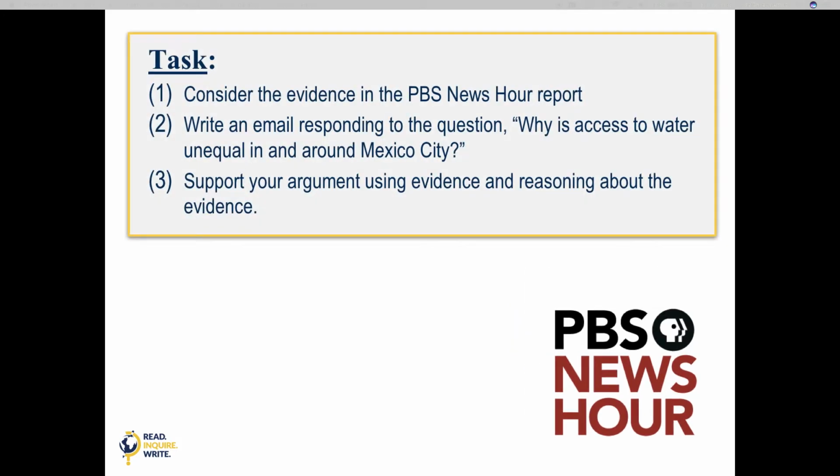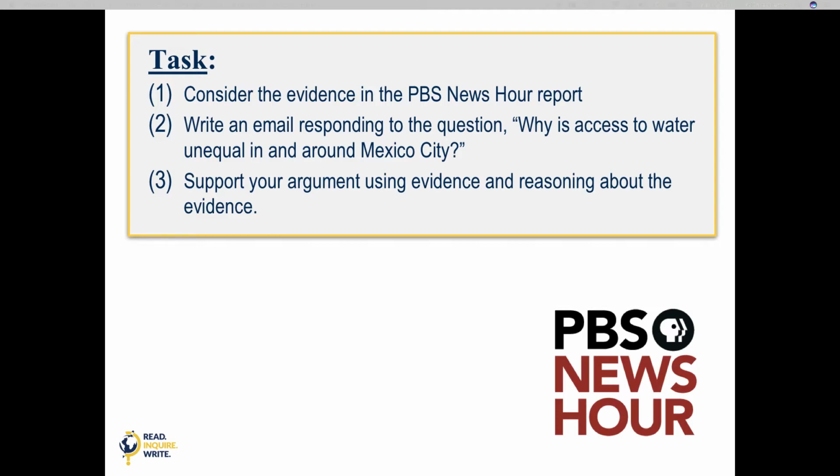Your task is to first consider the evidence in the PBS NewsHour report, and then write an email responding to the question, why is access to water unequal in and around Mexico City? Support your argument using evidence and reasoning about the evidence. You will write an interpretation-style essay to respond to the question. Remember, an interpretation-style essay is a type of essay that helps you share what you think about the question based on evidence. Our investigation will guide you step by step in developing your response.